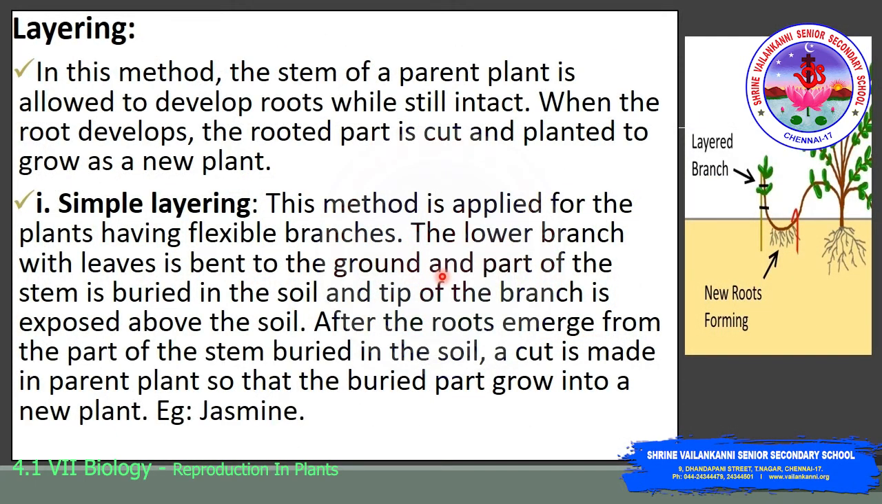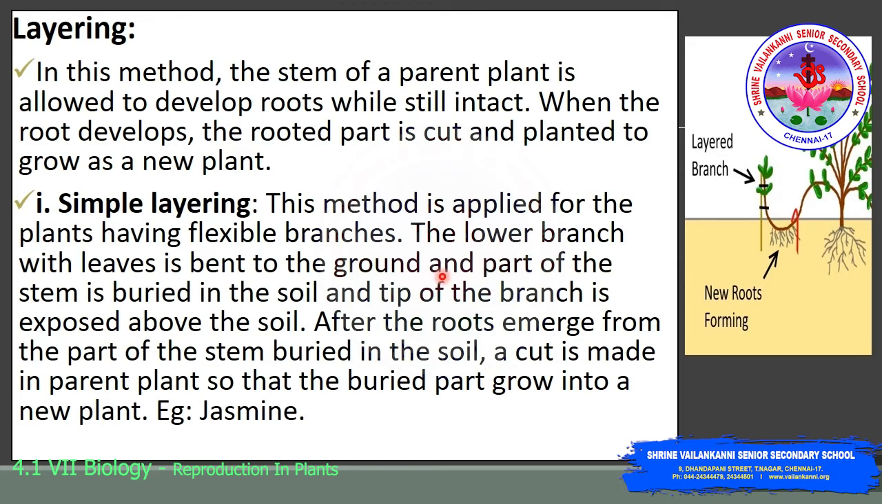The next type of artificial method of vegetative propagation is layering. In this method, the stem of the parent plant is allowed to develop roots while it is still intact. When the roots develop, the rooted part is cut and planted to grow as a new individual plant. There are different types of layering, which include simple layering, mound layering, air layering, serpentine layering, etc. We shall study two types of them, which are simple layering and air layering.